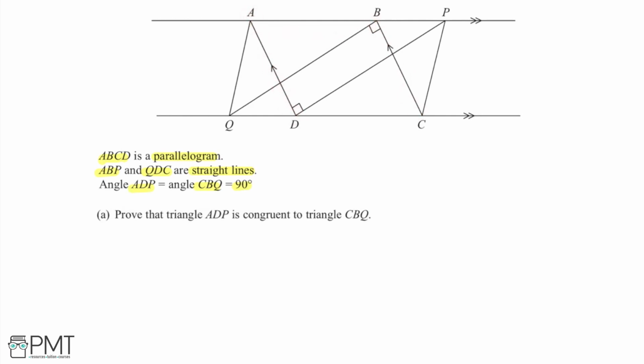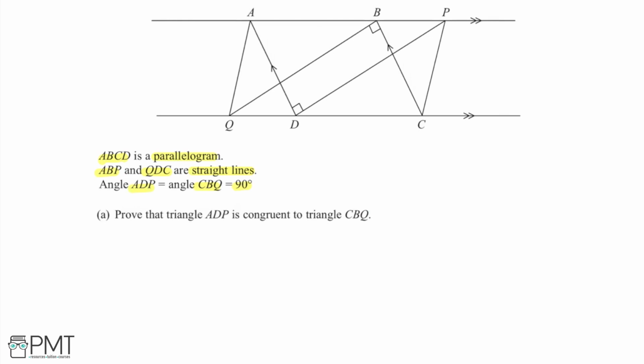That means that AD is parallel to BC, because parallelograms have two sets of parallel sides, so these two are parallel, and that's denoted by this little arrow that we have here. And we're also told that AB is parallel to DC, but ABP is a straight line and QDC is also a straight line, so if AB is parallel to DC, ABP, this whole line here, is parallel to this whole line here, and that's denoted by these two little arrows. There's two here just to show that these two lines are a different set of parallel lines that aren't parallel to the other set.